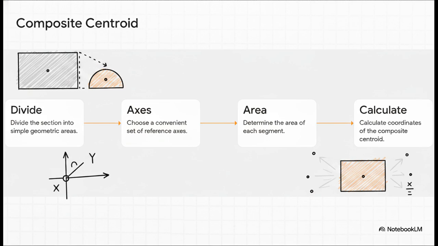First, they visually divide the complex section into simple geometric areas, like rectangles, where the individual centroid is super obvious. Second, they choose a convenient set of reference axes, basically establishing a starting zero line for x and y. Third, they determine the surface area of each individual segment. And finally, step 4, they calculate the coordinates of the master composite centroid by just averaging the first moments of all those smaller areas together. It is such an incredibly elegant way of breaking a massive, scary-looking problem into bite-sized, totally solvable pieces.